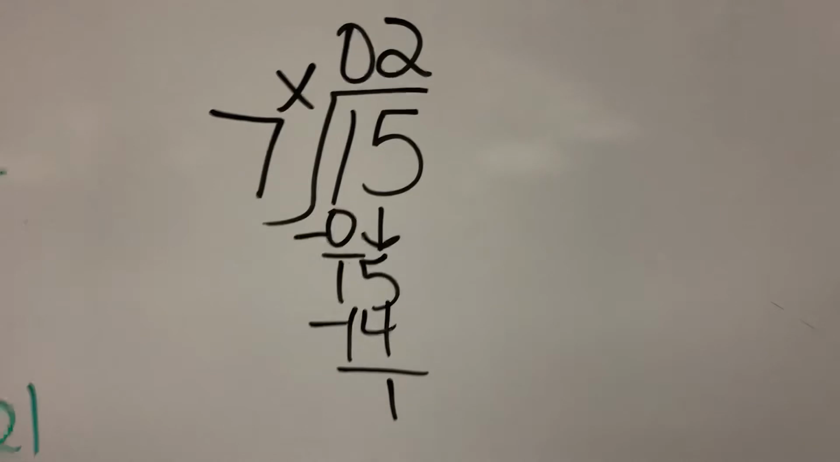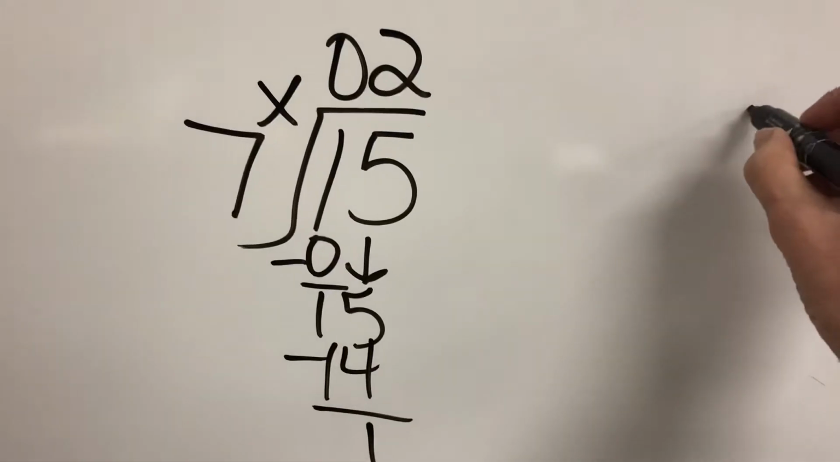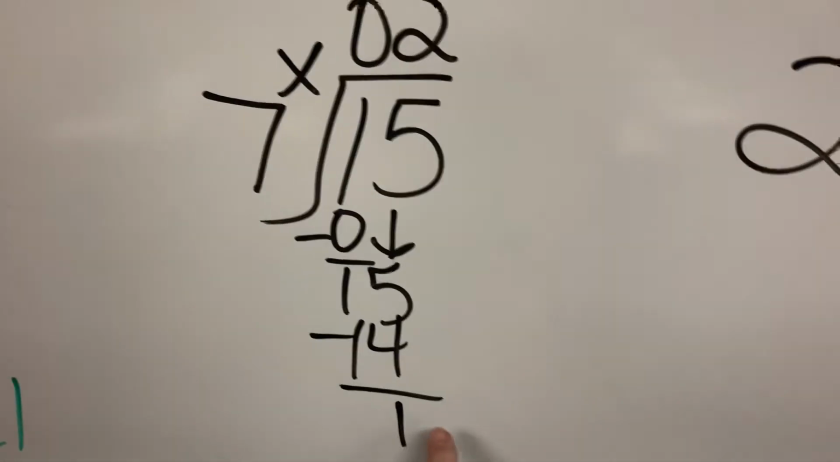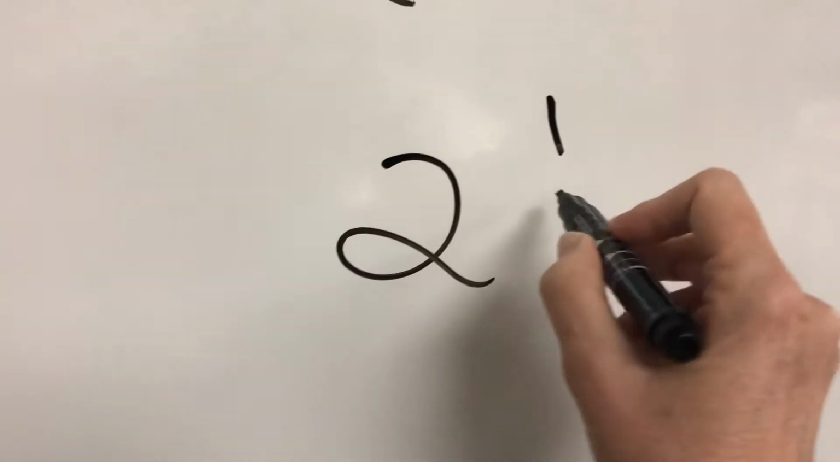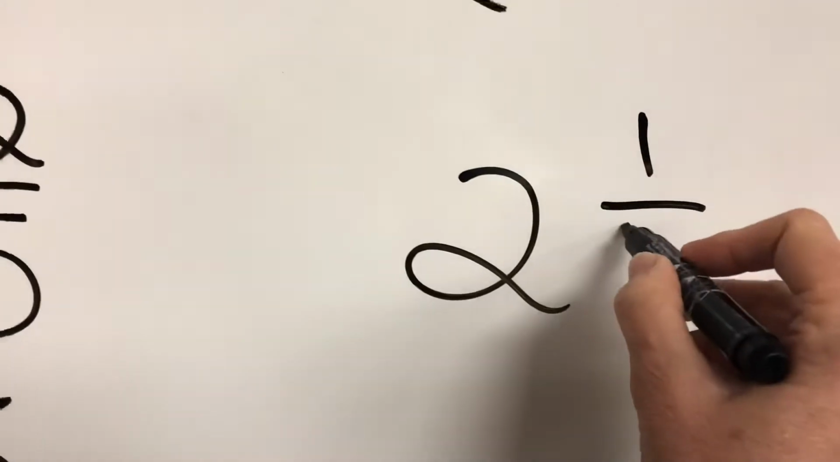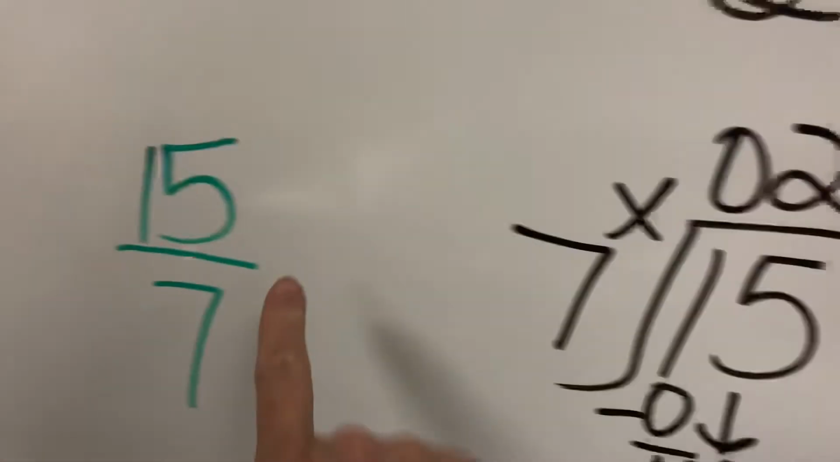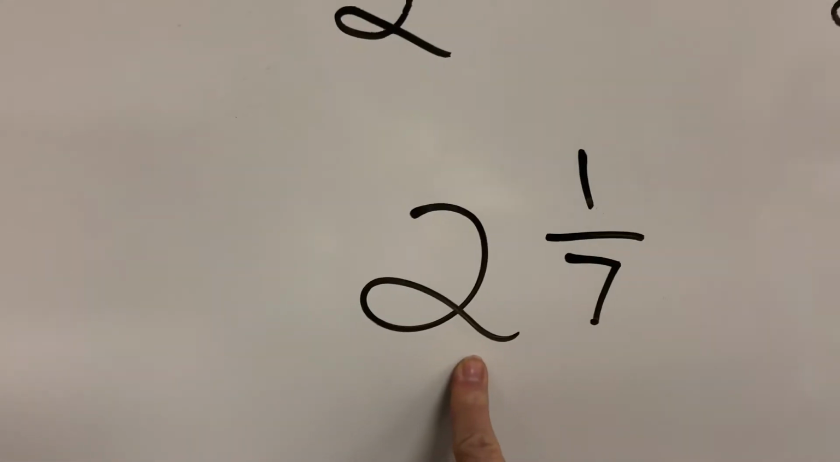So now what am I going to do with those numbers? Well, your answer up here is going to be your whole number. Your remainder is going to be your new numerator. And what are we going to do for the denominator? The same as what we started with. So 15/7 is equal to 2 1/7.